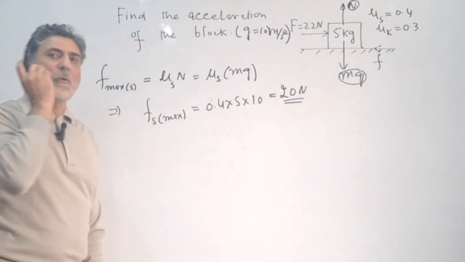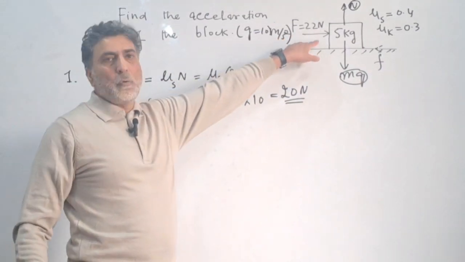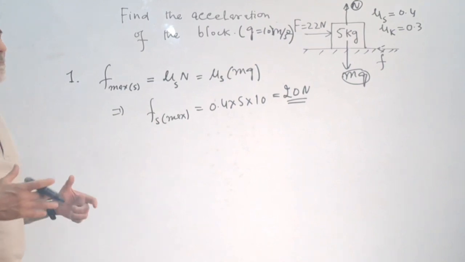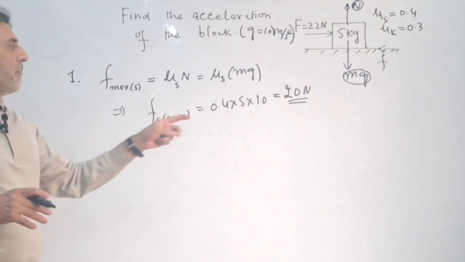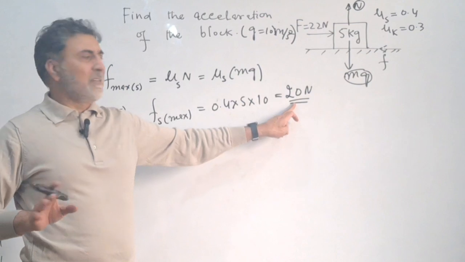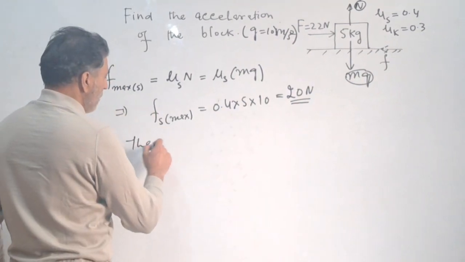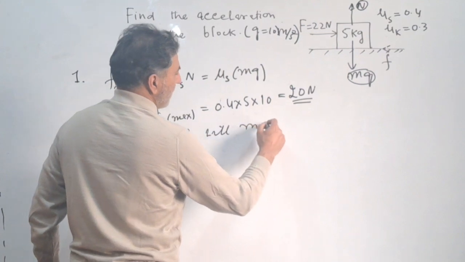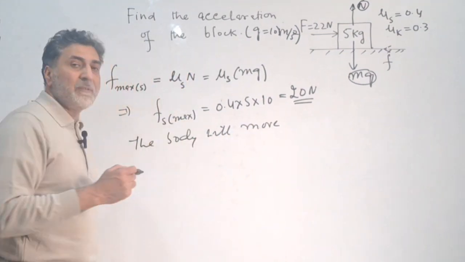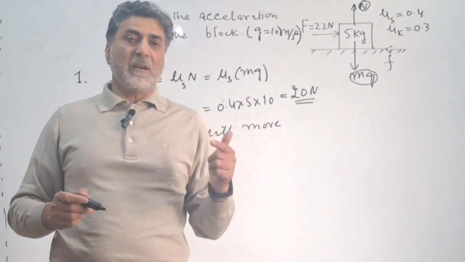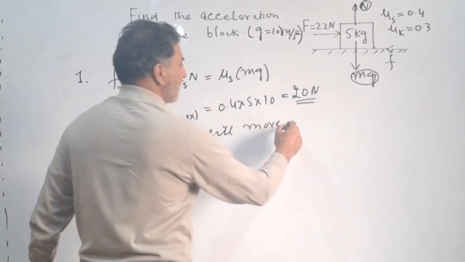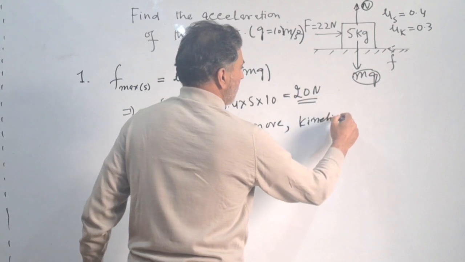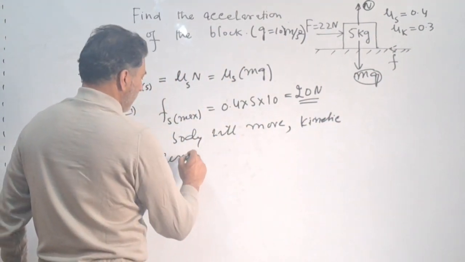So the maximum frictional force is 20 Newton, but you are applying 22 Newton. So first of all, the body will move. The body will be under motion under the 22 Newton because the maximum frictional force has been exhausted. So I will write here, the body will move. And when the body moves, then what happens? It is the kinetic friction which comes into play.